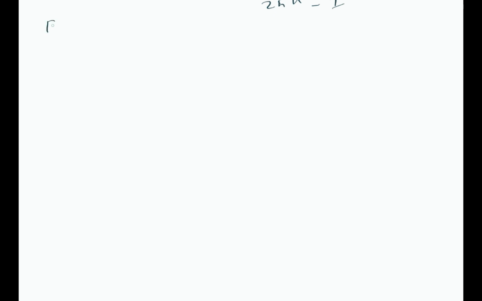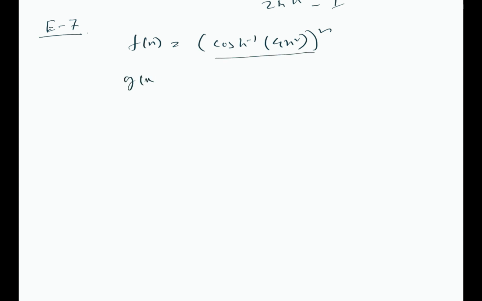Example 7. For example 7, we have a function f of x equal to inverse hyperbolic cos of 4x squared, all to the power 2. So our inner function, which is f of g of x, is inverse hyperbolic cos of 4x squared, and the outer function, which is f of x, the original function, is inverse hyperbolic cos of 4x squared all to the power 2.